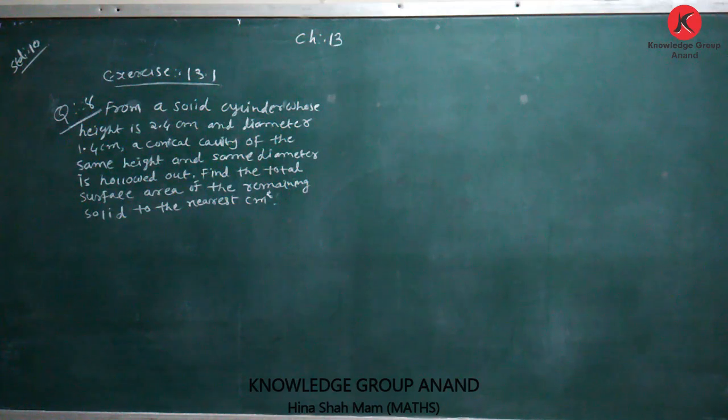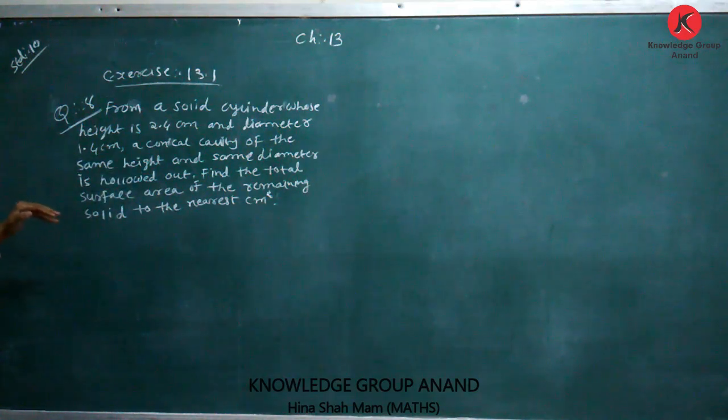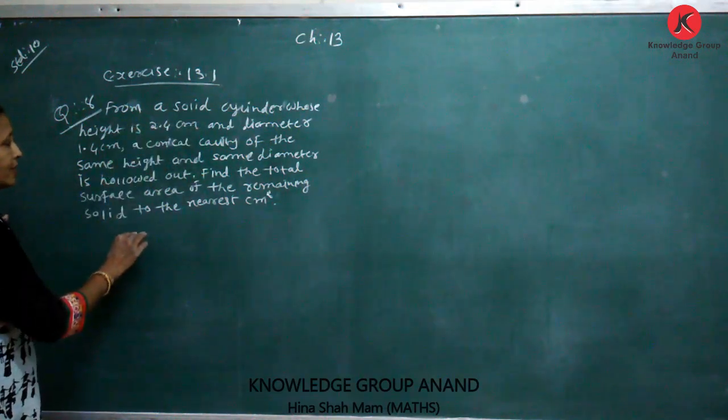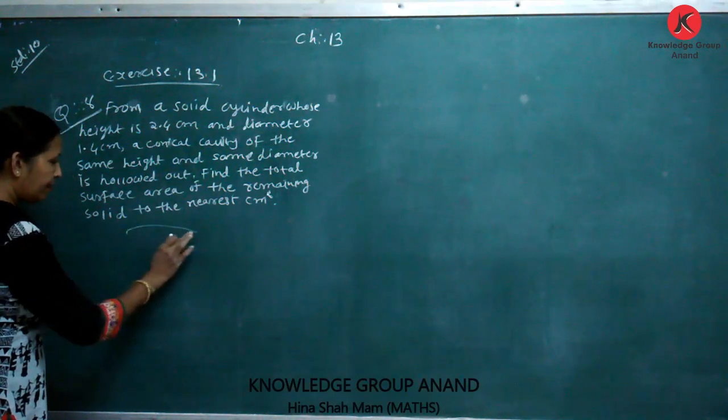Now, question number 8. From a solid cylinder whose height is 2.4 cm and diameter 1.4 cm, a conical cavity of the same height and same diameter is hollowed out. Find the total surface area of the remaining part to the nearest centimeter square. From a solid cylinder, here the cylinder is like this.